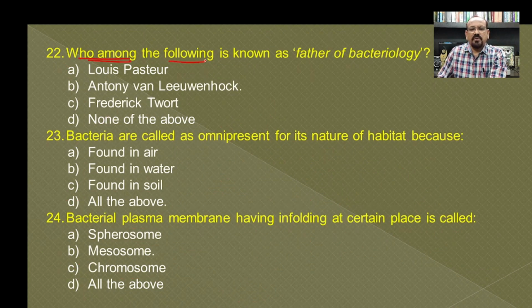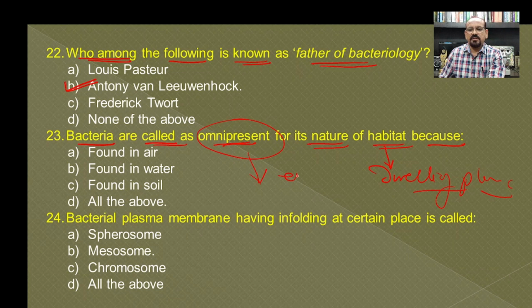Then who among the following is known as the father of bacteriology? Again, we should remember the name of Sir Anthony van Leeuwenhoek, who is popularly known as the father of bacteriology. Then bacteria are called omnipresent for their nature of habitat, because habitat means the dwelling place, where the organism is living, and omnipresent because it is present everywhere, in the air, in the water, and in the soil, and hence all of the above is the answer for this question.